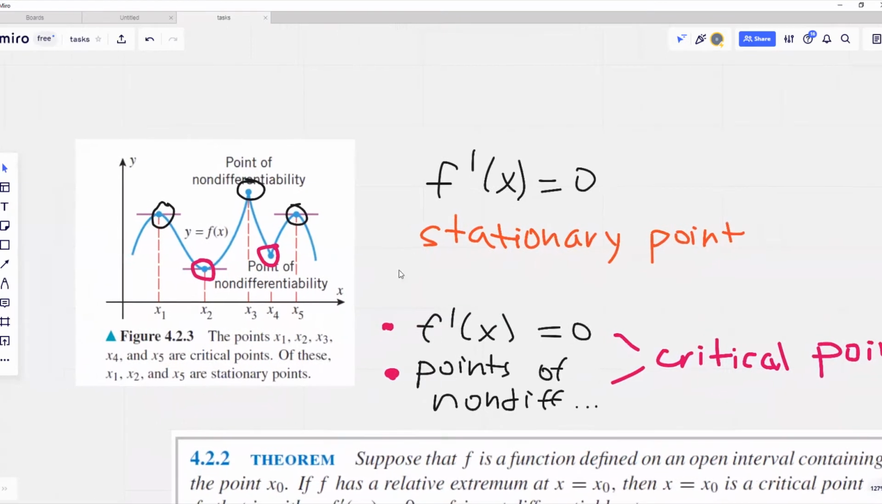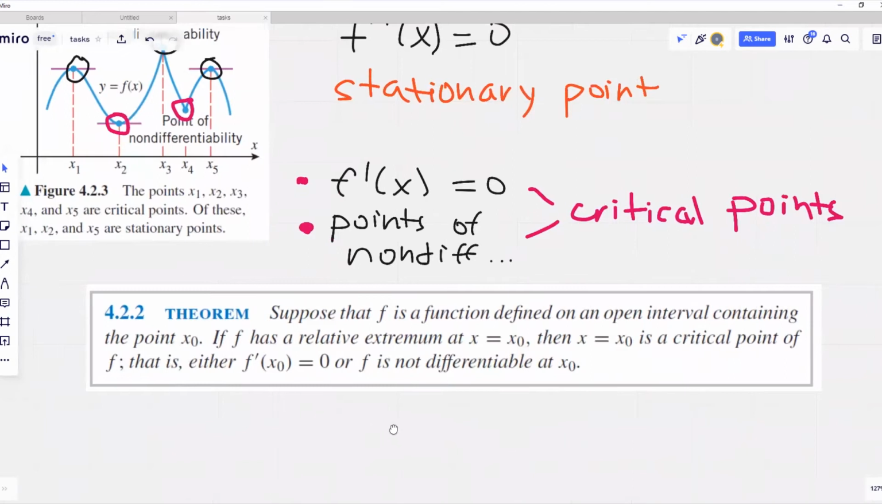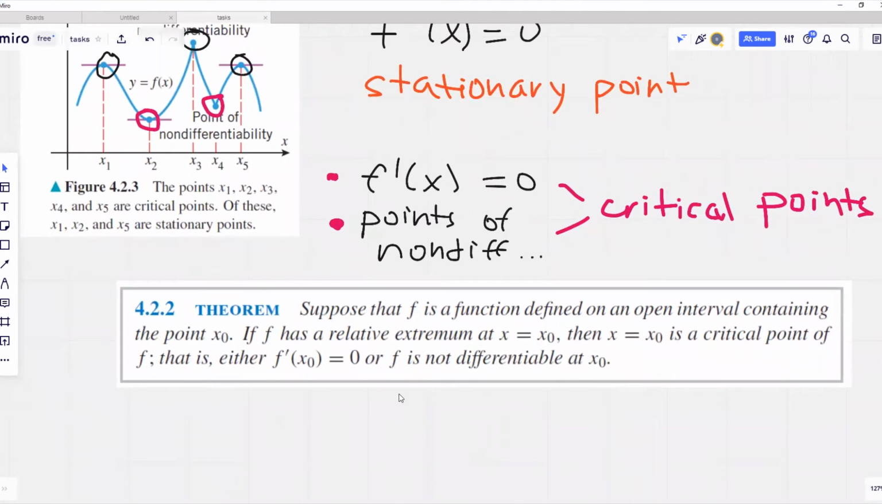Now, we have seen that all relative extrema points are happening at critical points, and the following theorem is going to formalize that. Suppose that function f is defined on an open interval containing point x0. If f has a relative extremum at x equal to x0, then x equal to x0 is a critical point of f. That is, either the slope of the tangent line is equal to 0 at that point, or function f is not differentiable at x0.